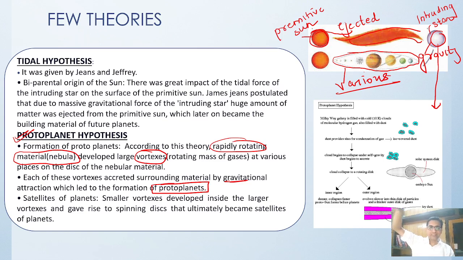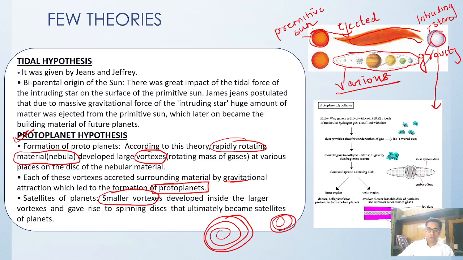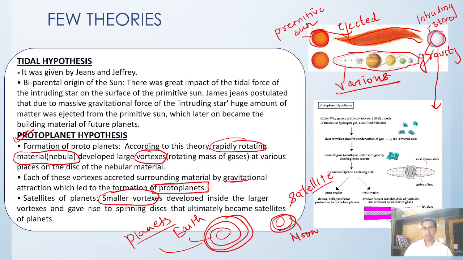And along with these big vortexes, there are smaller vortexes also. Like if this is one vortex and there is one smaller vortex, you can call this Earth, and then you can call this Moon. Right? So a smaller vortex and a big vortex. The big vortex converted into a planet, and the smaller vortex got converted into a satellite. Okay, so they became satellites of a planet. So like that, that is what the protoplanet hypothesis is all about.